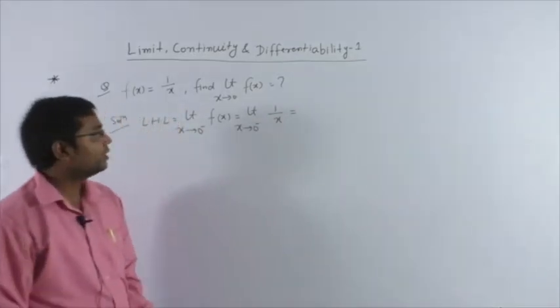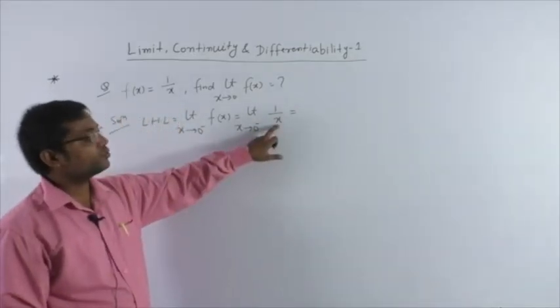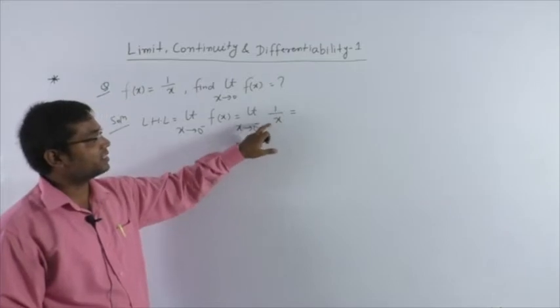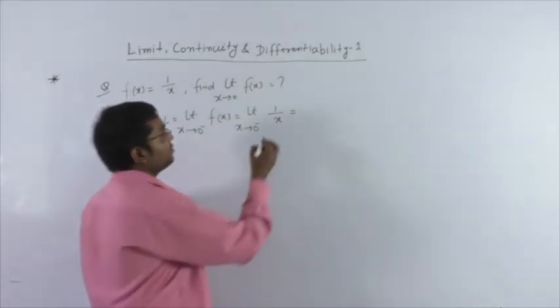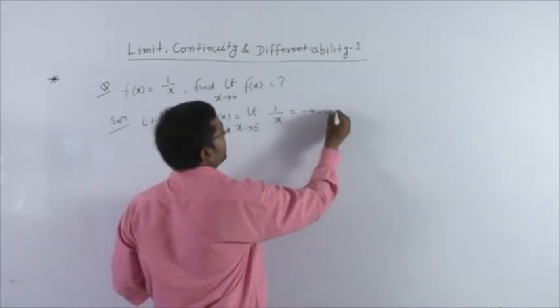Now see, the denominator tends to 0 minus, right? That's just less than 0. So 1 by 0 tends to infinity. So with the negative sign it will tend to minus infinity.